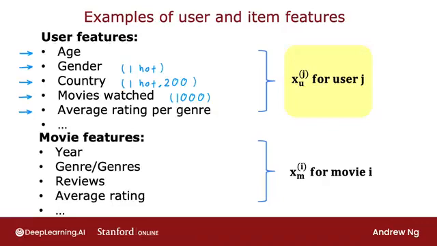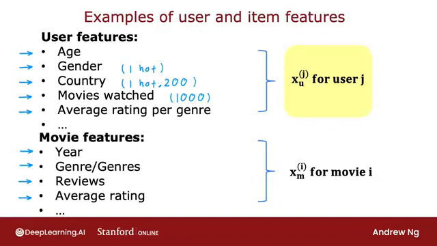Similarly, you can also come up with a set of features for each movie or for each item, such as what was the year of the movie, what's the genre or genres of the movie if known. If there are critic reviews of the movie, you can construct one or multiple features to capture something about what the critics are saying about the movie. Or once again, you can actually take user ratings of the movie to construct a feature of, say, the average rating of this movie. This feature, again, depends on the ratings that users had given, but again, there's nothing wrong with that.